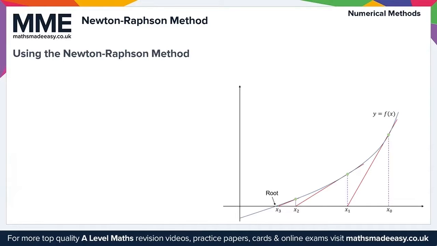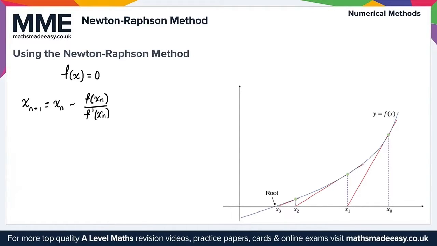To start with, let's understand how we use the Newton-Raphson method. The Newton-Raphson method allows us to find roots of an equation in the form f of x equals 0. It is an iterative formula, and the formula is given as follows: x_{n+1} = x_n - f(x_n) divided by f'(x_n).